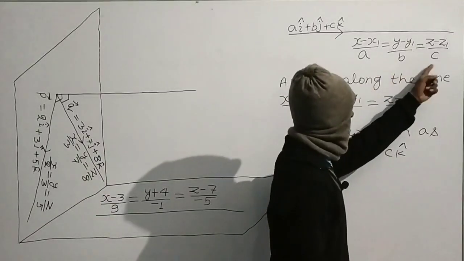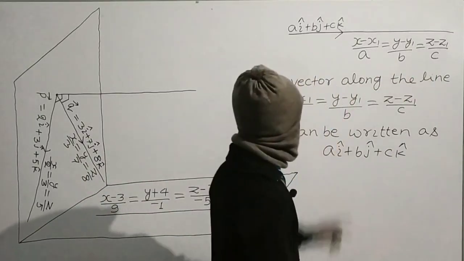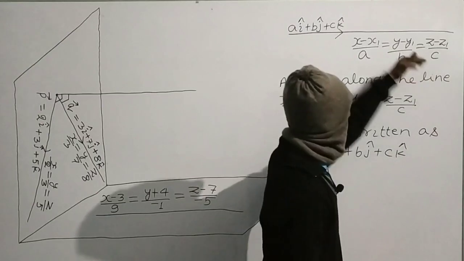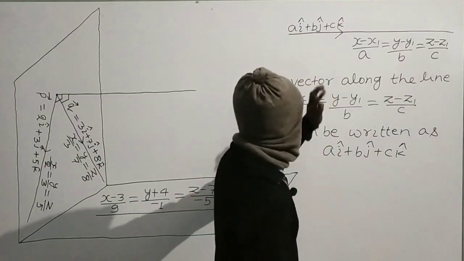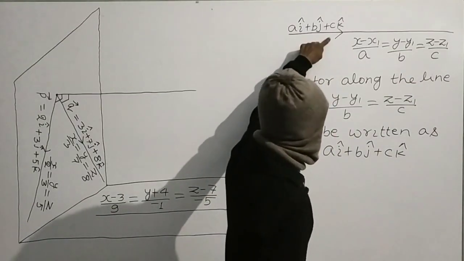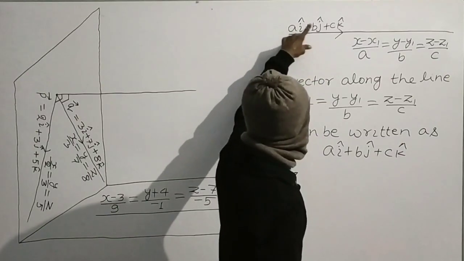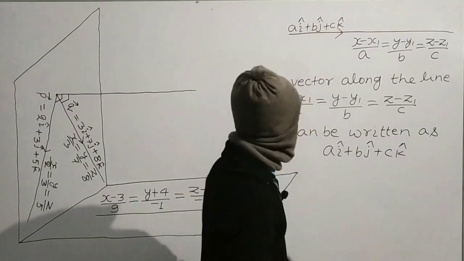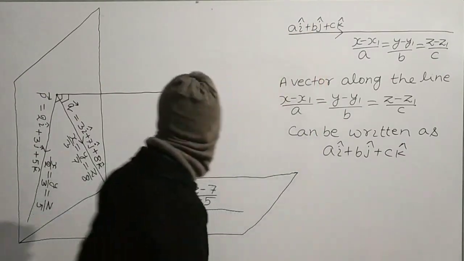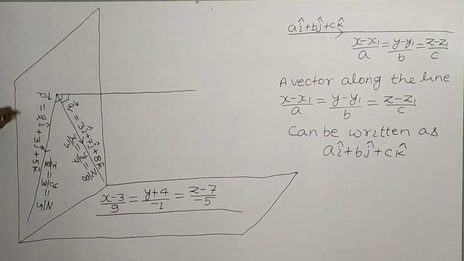When the equation of a line is given in which a, b, c occur in the denominator, then a vector along this line can be written as ai plus bj plus ck. By using this result, we can write a vector P along this line and a vector Q along this line.